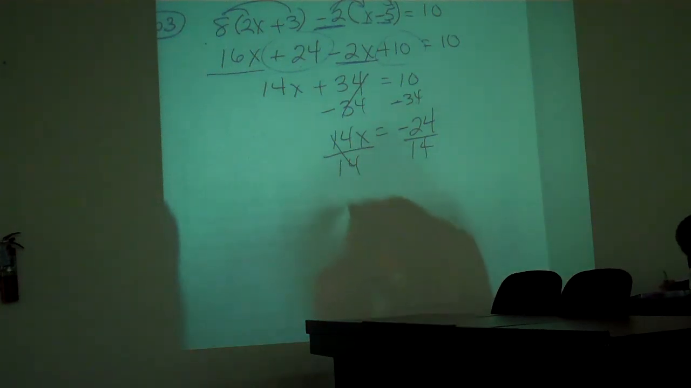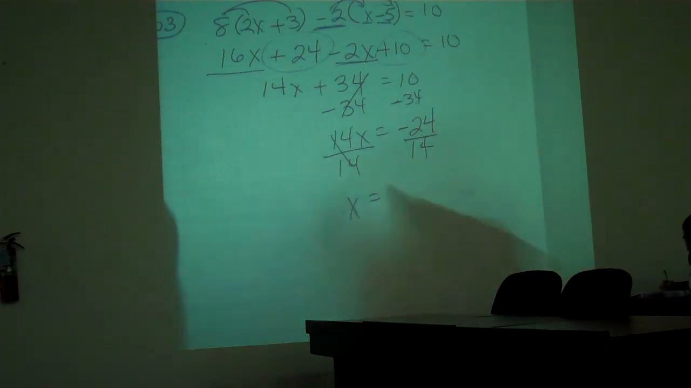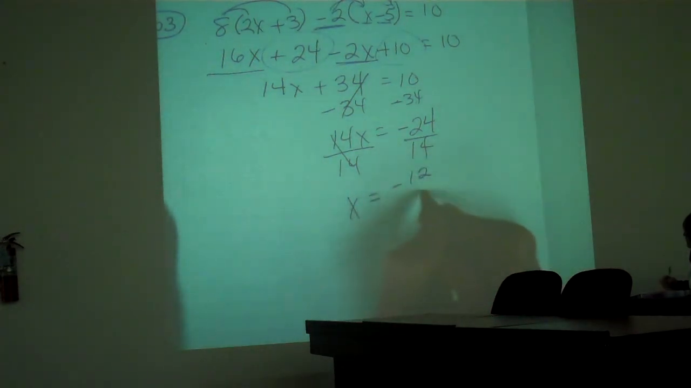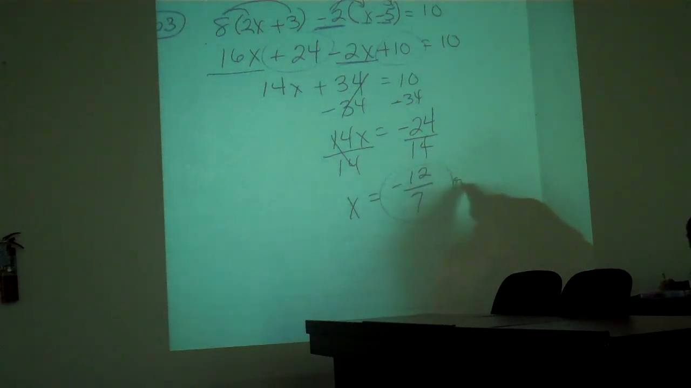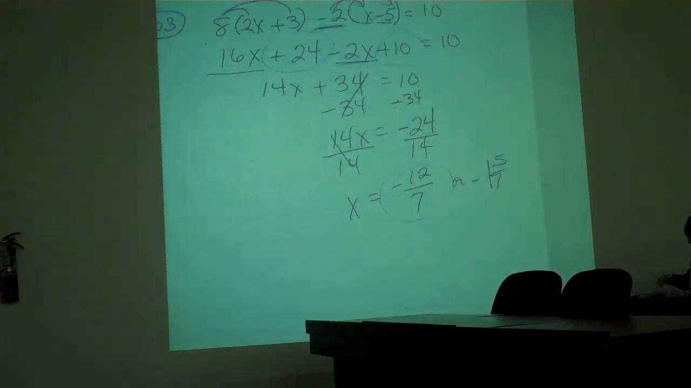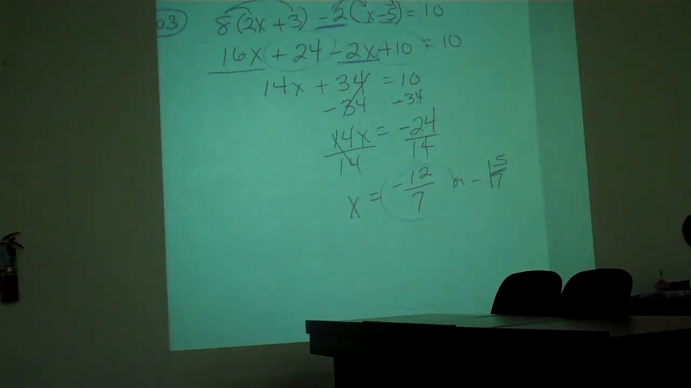And it doesn't come out even, but you can reduce it. What can you divide by? 2. We'll get 12 and 7. Can we reduce that? Not really, huh? You could leave it like that, or you could put negative 1 and 5/7. So that's a lot like number 104. Is there any questions on any of the other homework problems?